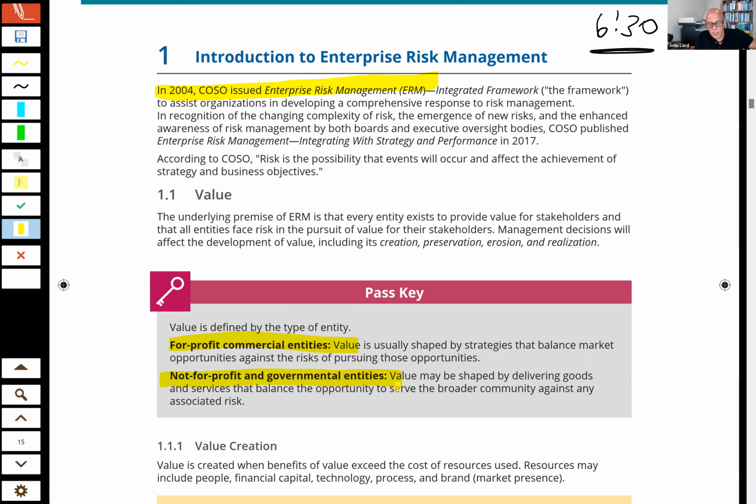Now, before we get into some of these details here, are risks good things or bad things, do you think? Bad.